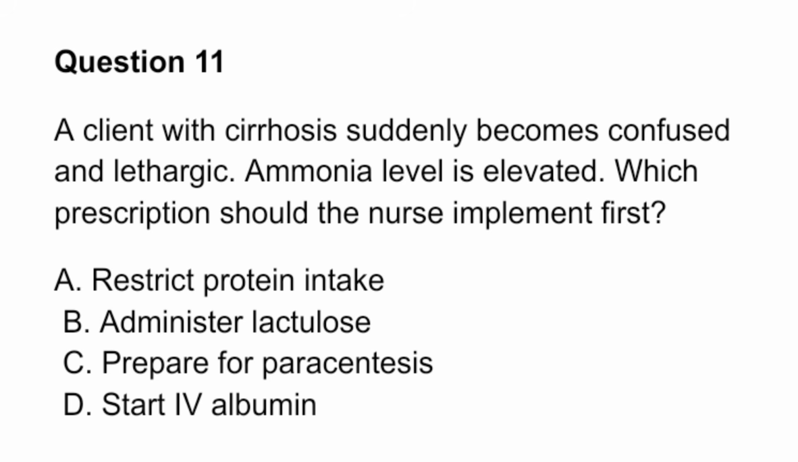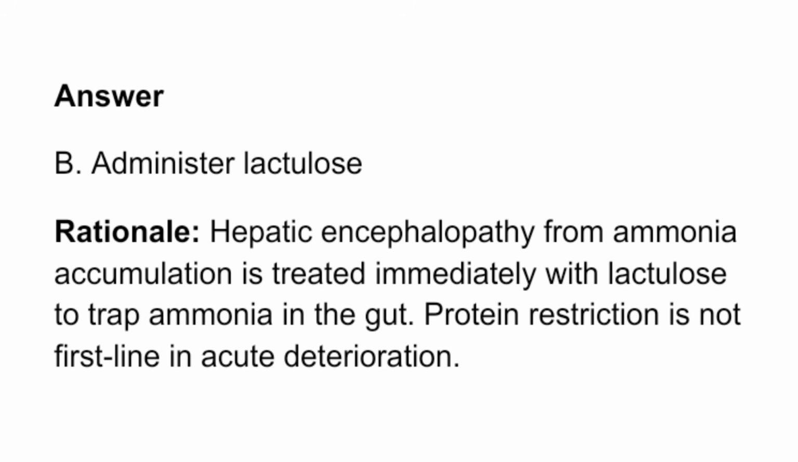Question 11. A client with cirrhosis suddenly becomes confused and lethargic. Ammonia level is elevated. Which prescription should the nurse implement first? A. Restrict protein intake. B. Administer lactulose. C. Prepare for paracentesis. D. Start IV albumin. Answer. B. Administer lactulose. Rationale. Hepatic encephalopathy from ammonia accumulation is treated immediately with lactulose to trap ammonia in the gut. Protein restriction is not first line in acute deterioration.